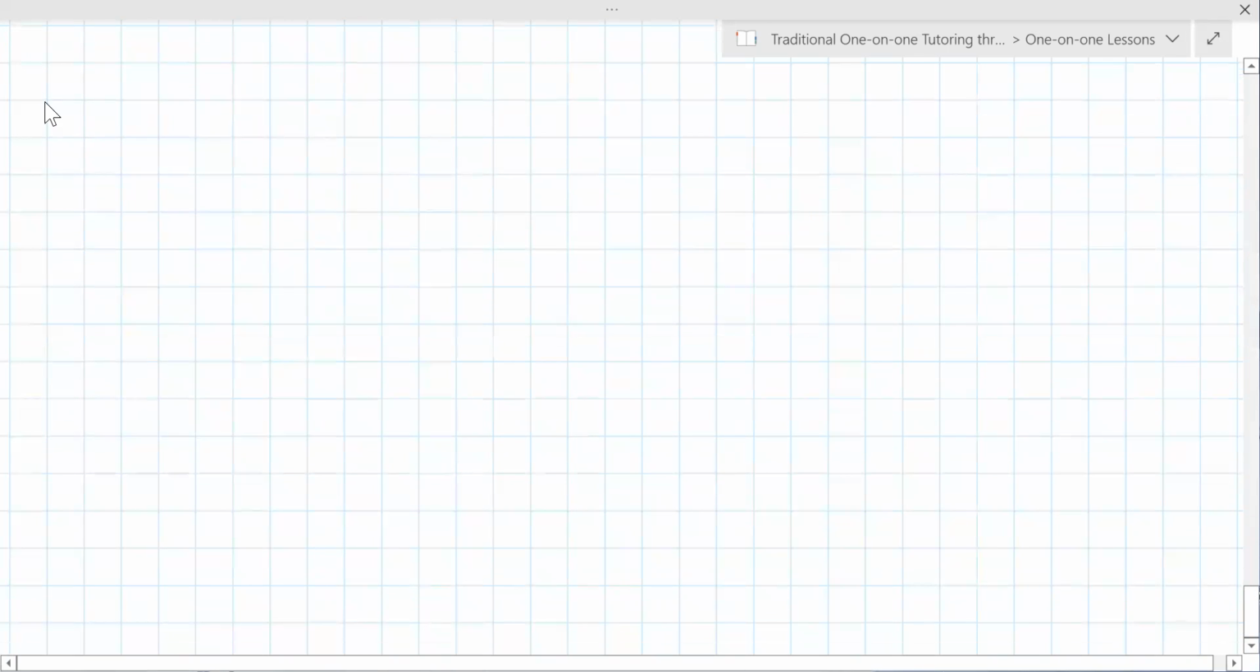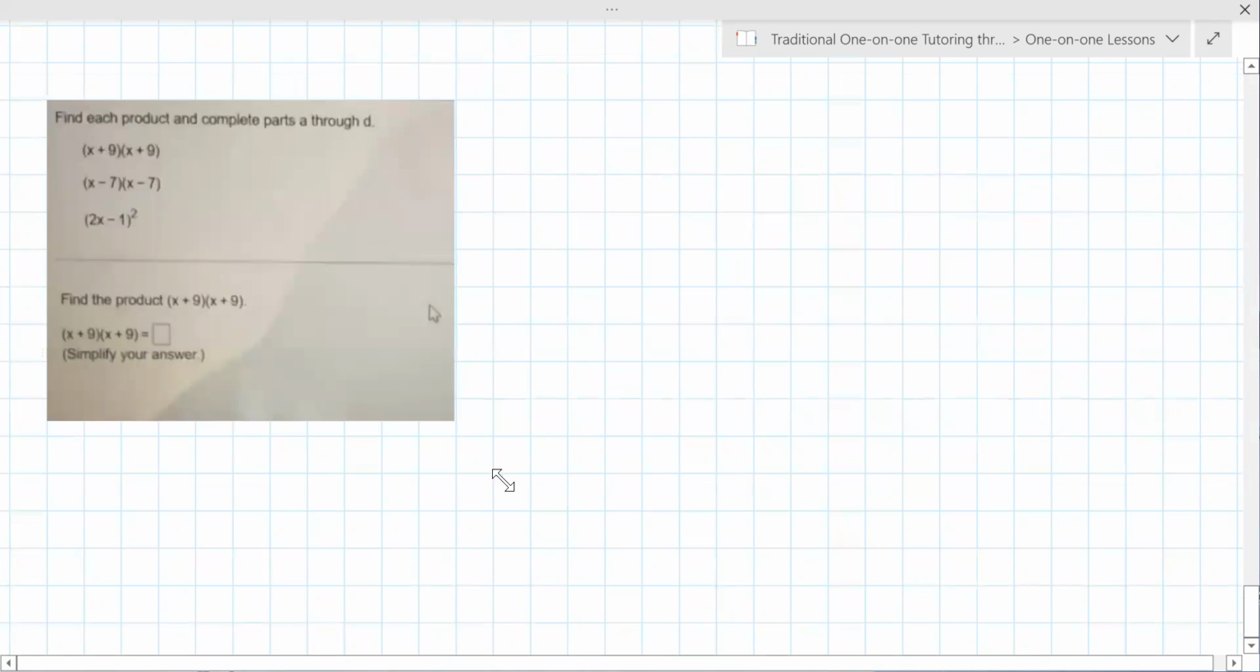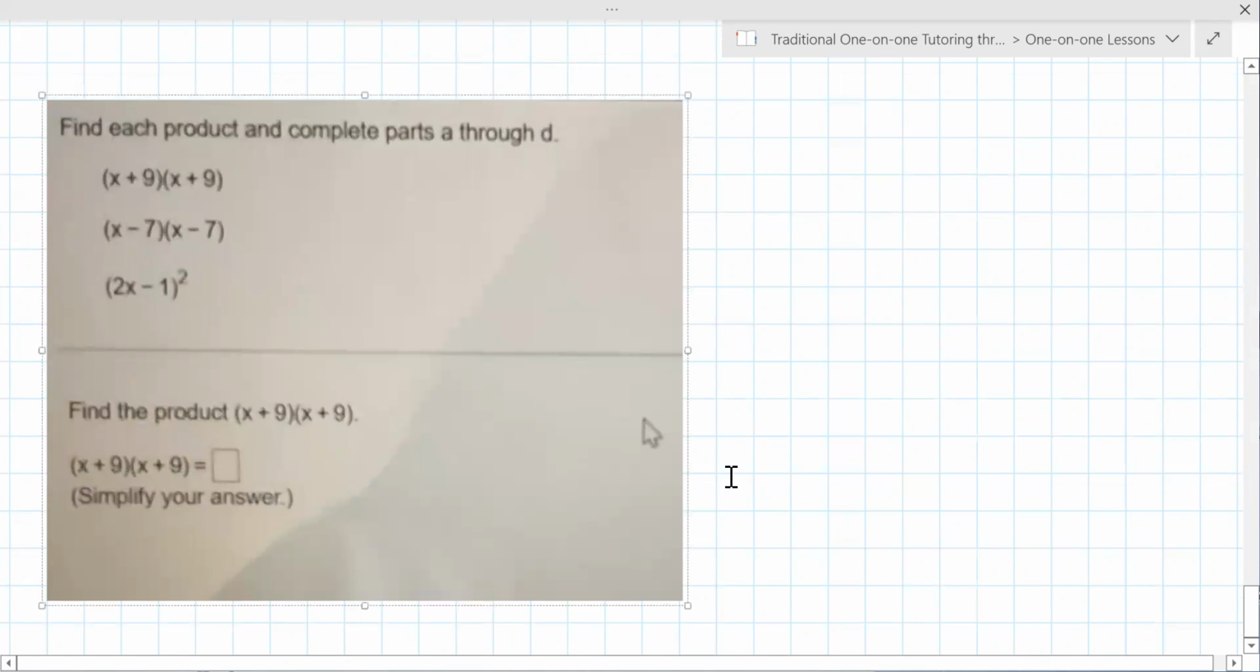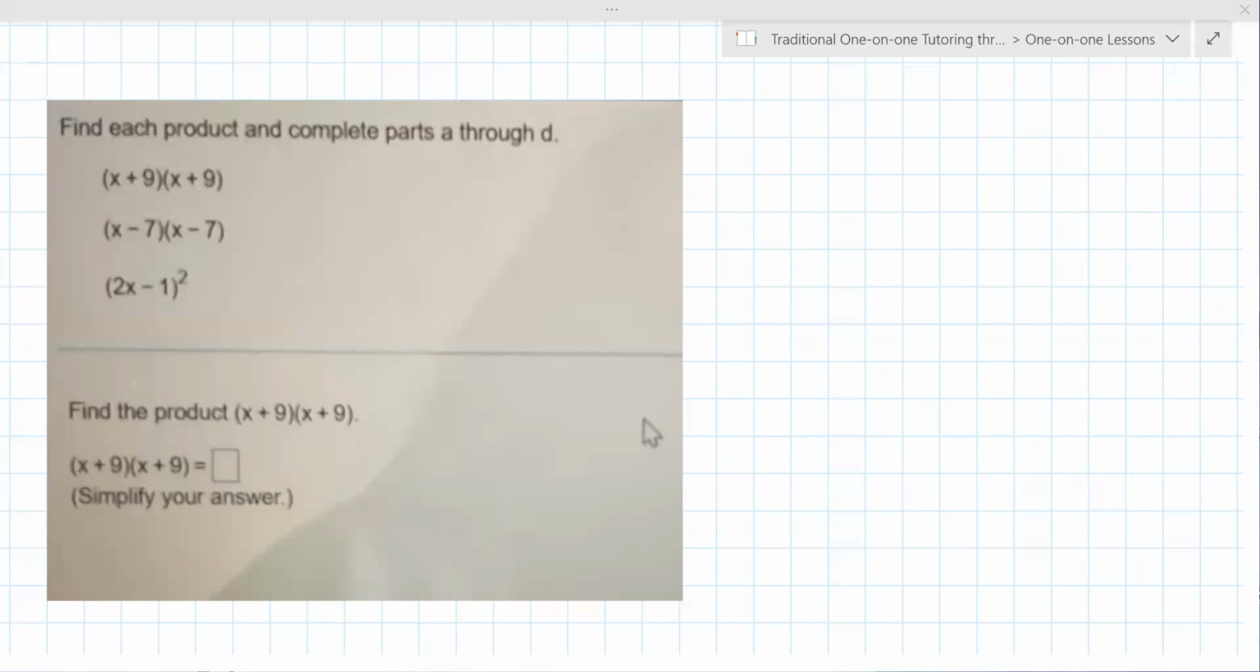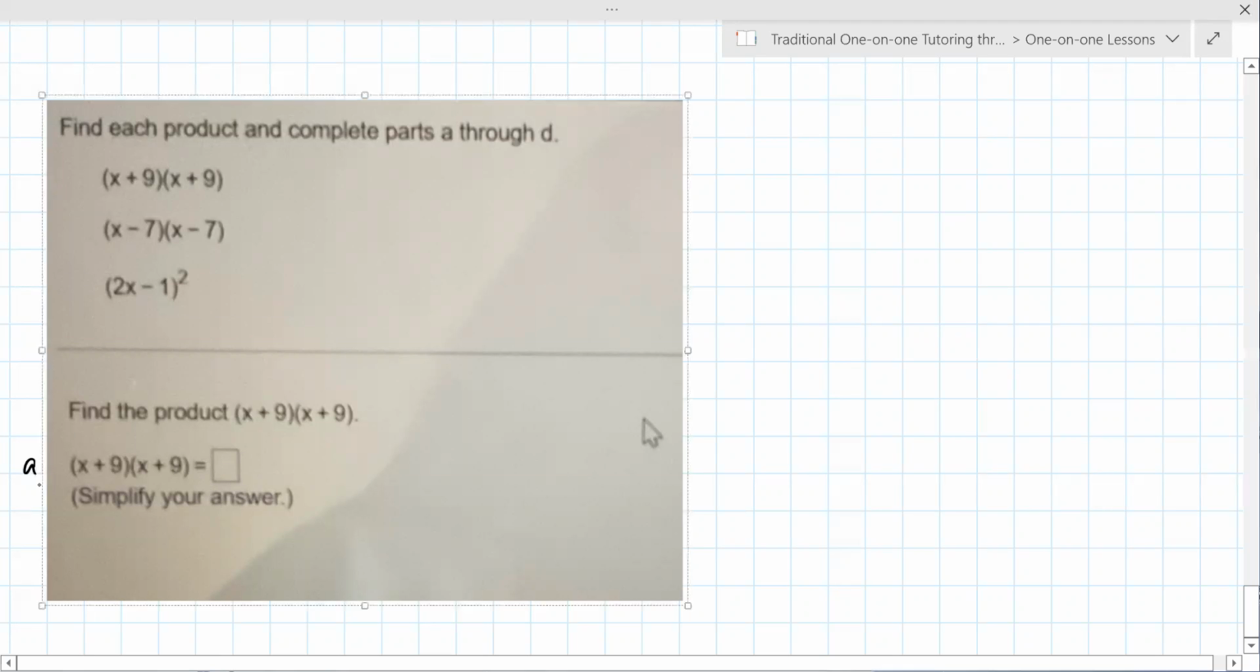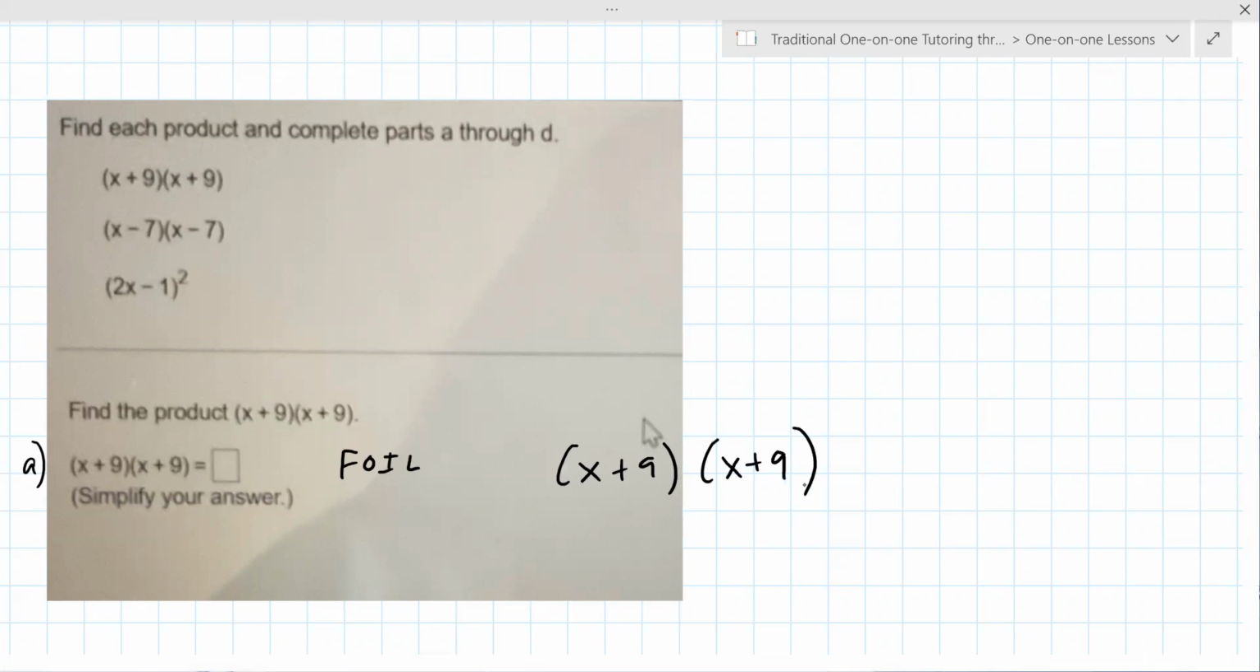Okay, so I'm looking at the next thing for us to move to, on the screen there, the find each product and complete parts A through D, or do you want us to do the other one, the find a value of M or N? Let's go with this one first. Okay. So I take this to mean that this is part A and we'll get part B. So for part A, you're going to FOIL, and we did this last time, so I'm going to ask you to just attempt to tell me what the right answer is.